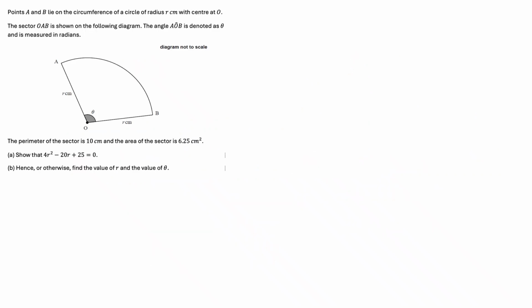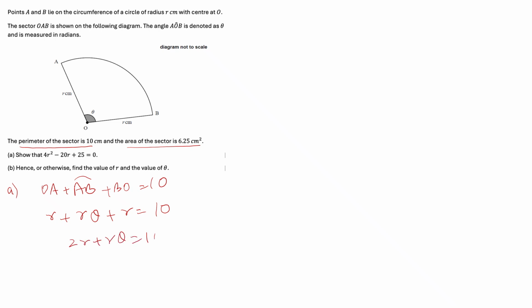In this question, it is given that the perimeter is 10 centimeter and the area is 6.25 centimeter square. So let's start with solving the question. Perimeter of this will be OA plus arc AB length plus BO, that is given to me as 10. OA is r, AB will be r theta, BO is r, that equals 10. Now I can write this as 2r plus r theta equals 10, and I can take my theta value as 10 upon r minus 2.